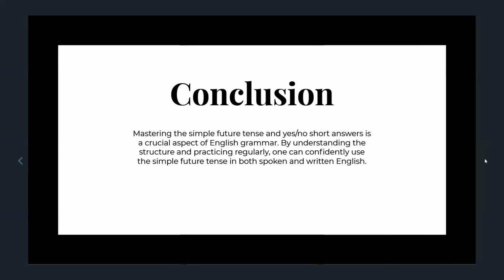Okay, as a conclusion, mastering the simple future tense and yes/no short answers is a crucial aspect of English grammar. By understanding the structure and practicing regularly, you can confidently use the simple future tense in both spoken and written English. I really hope that these five videos help you a lot to better understand how the simple future is used.